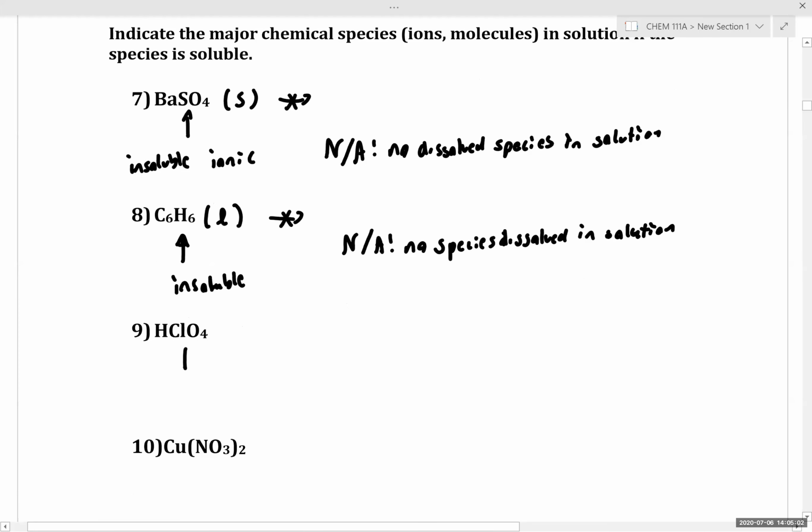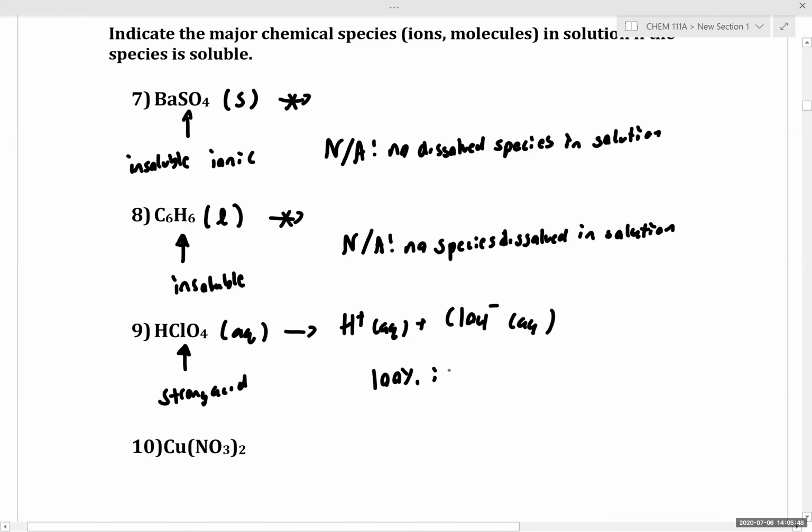Let's look at this next compound, perchloric acid. What type of compound is it? This is where your nomenclature helps you out. If you know the name of this compound as perchloric acid, it's an acid, and it's a strong acid specifically. So it gets the aqueous symbol. For strong acids, do we have ions or molecules in solution? We have 100% ions. So we have H plus aqueous, we have ClO4 minus aqueous, and we have 100% ions in solution. So we call this a strong electrolyte.